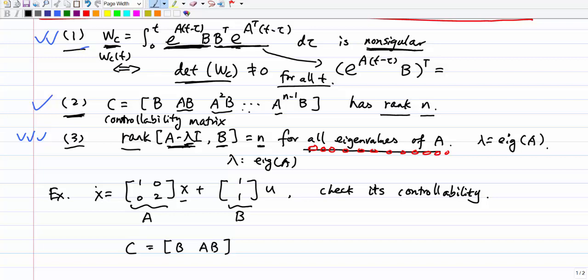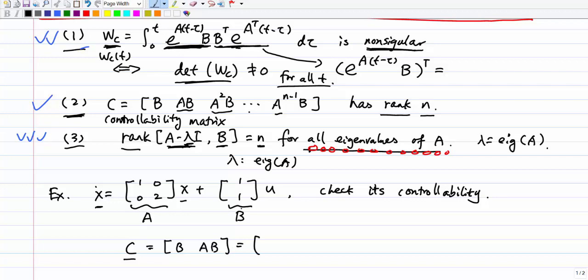Let me show you how to construct the matrix C and how to compute the rank. C is built by putting B, AB, until A to the n minus 1 times B. Here n is the dimension, the size of x. Apparently x has to be 2-dimensional, so n equals 2. So you put B, AB, until A to the 2 minus 1, which is A to the 1 times B. So you only have B and AB, you don't have A squared. A squared is not included. That's why I have B and AB.